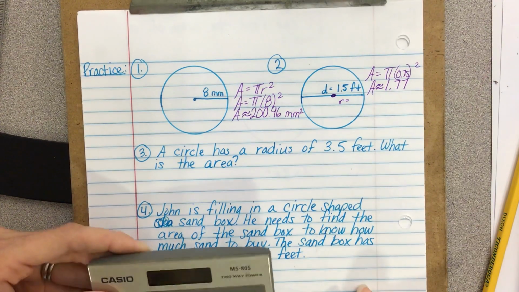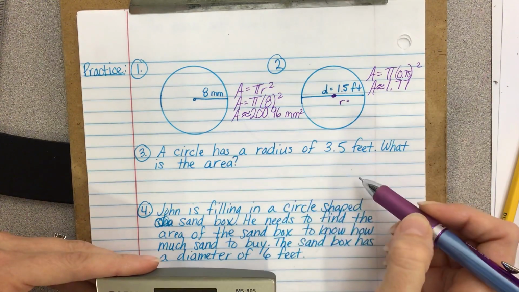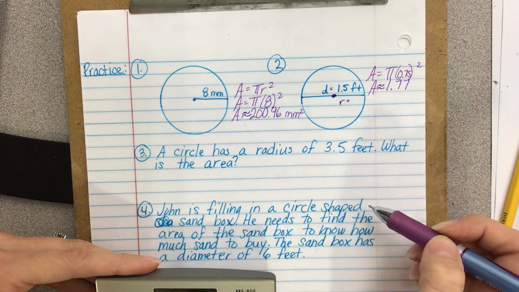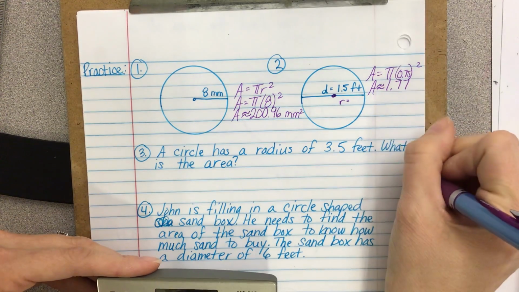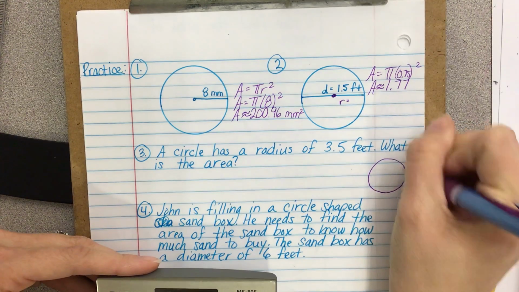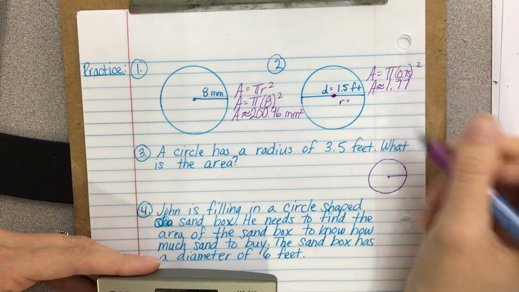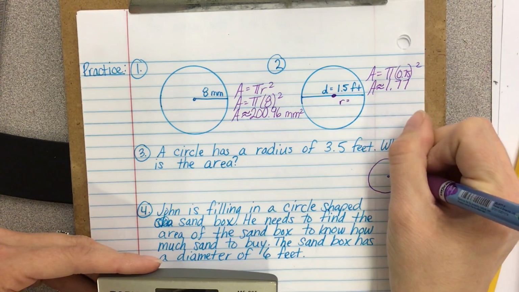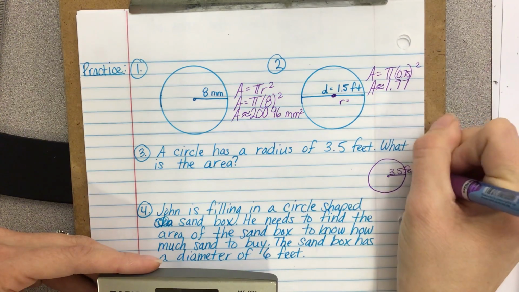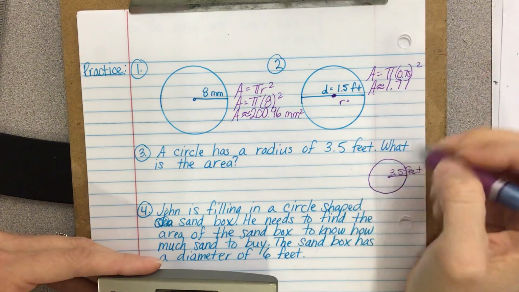All right, hopefully you're doing well so far. Now sometimes you're going to be given a word problem that doesn't have a picture. I always recommend that you draw a picture because it helps you to understand what's going on. So I'm going to do that. It says that we have a circle with a radius of 3.5 feet. Okay, so what's the area?